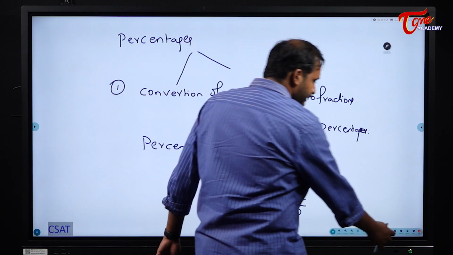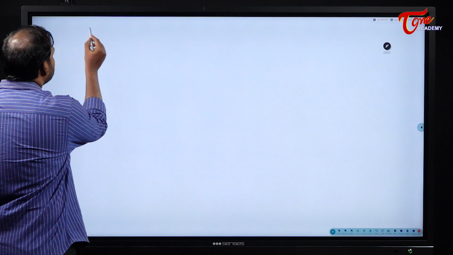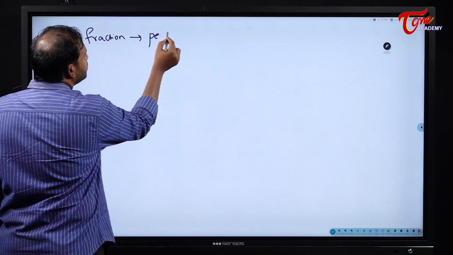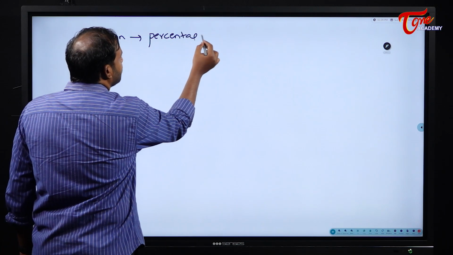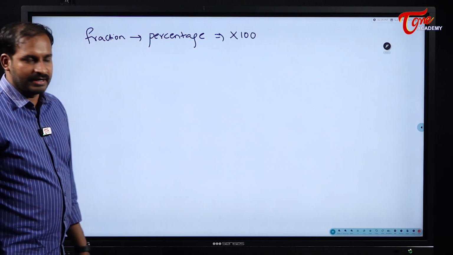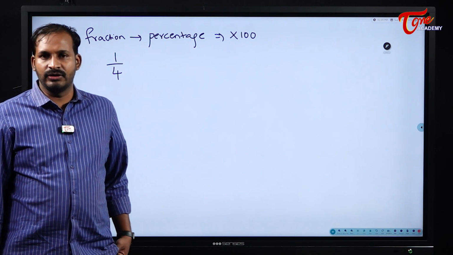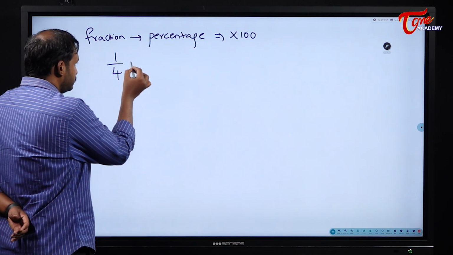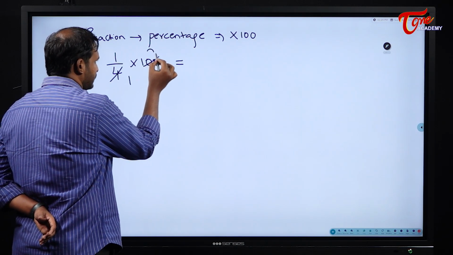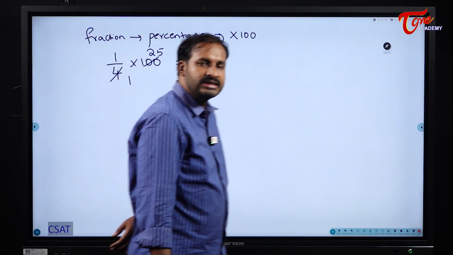At the same time, if I want to convert a fraction into a percentage, vice versa, how can I do it? By multiplying the given fraction by 100. For example, if I want to convert 1 by 4 into a percentage, I will multiply 1 by 4 by 100. 4 ones, 4 twenty-fives. So 25%. 1 by 4 can also be written as 25%.